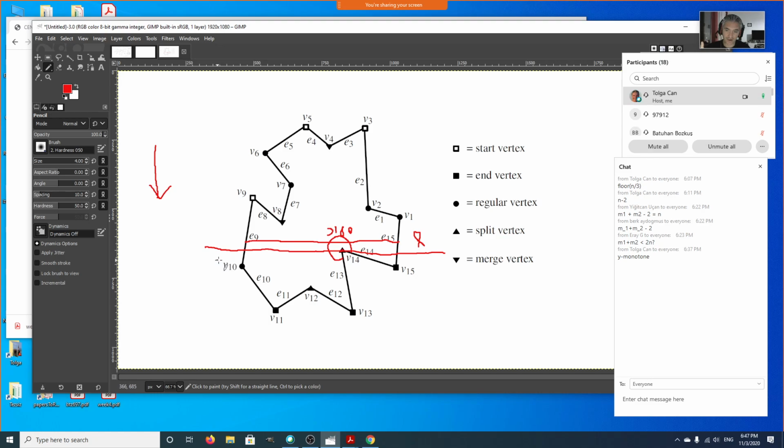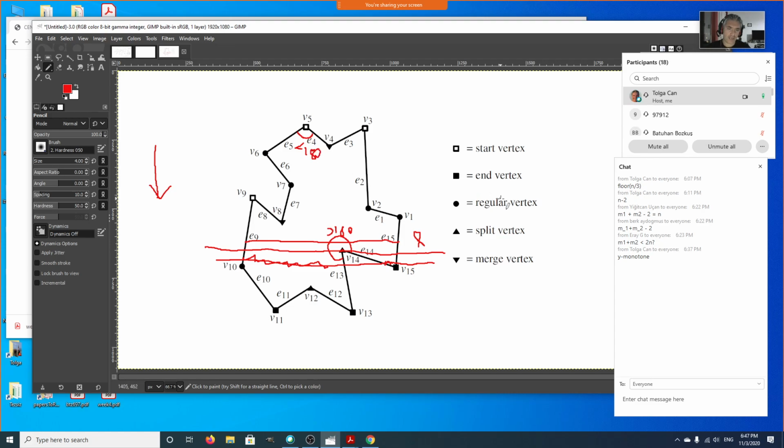And after this event point V14, what happened? The interior of the polygon is now in two pieces. The interior of the polygon is split into two pieces just after V14. Therefore, V14 is called a split vertex. Again, the rule is if two neighbors are below it, and the interior angle of the polygon is more than 180 degrees, it's a split vertex. And it's a start vertex if the interior angle is less than 180 degrees.